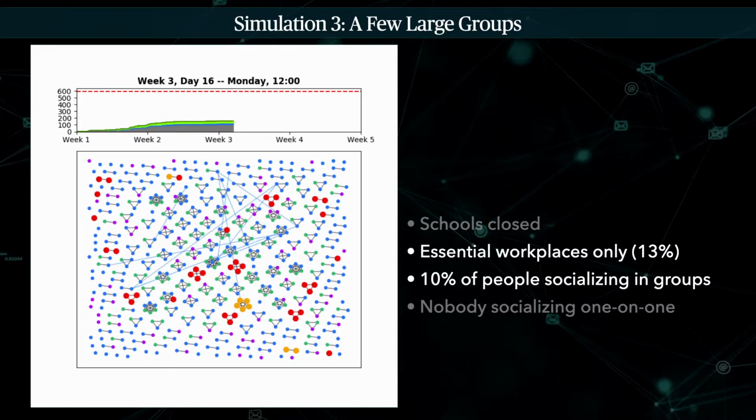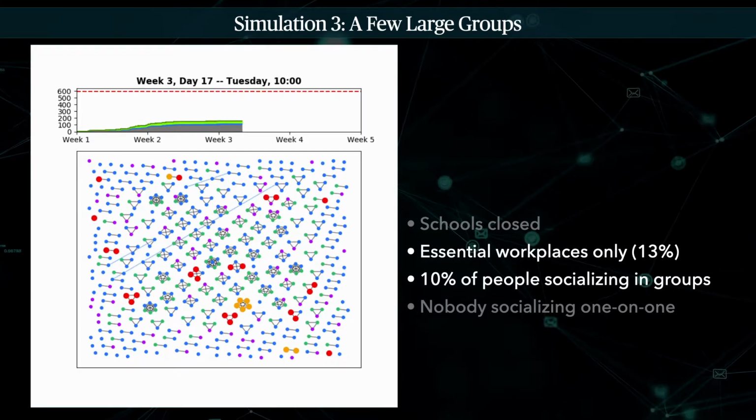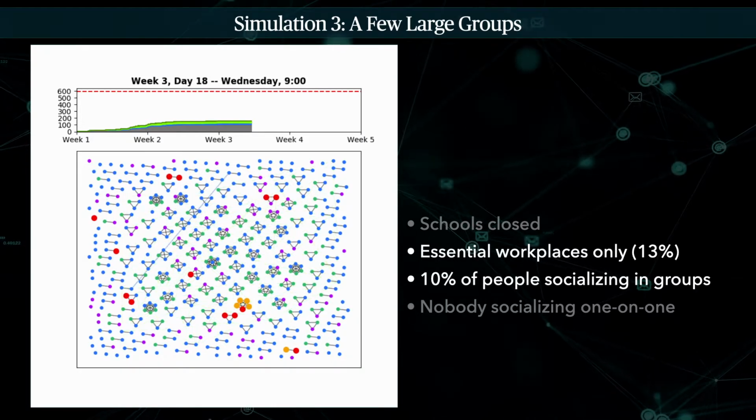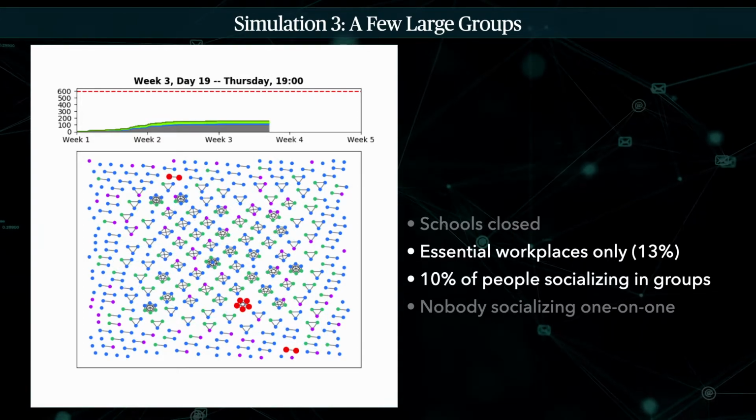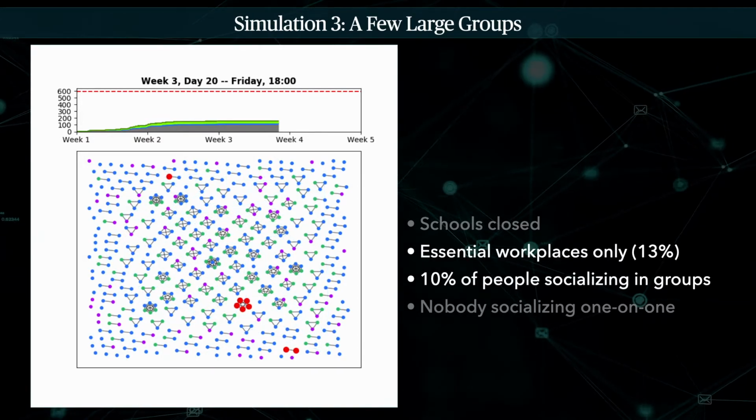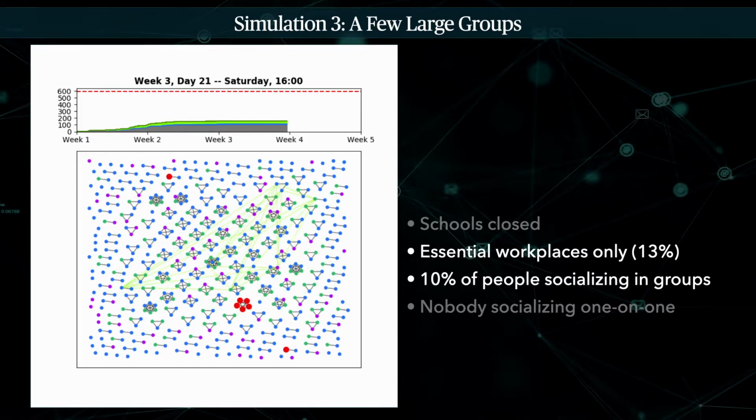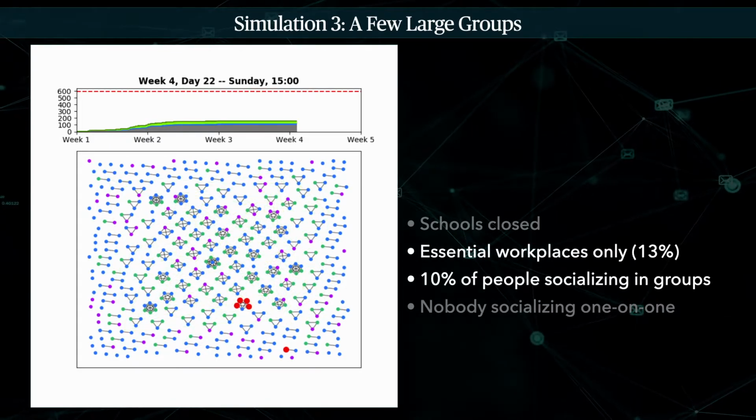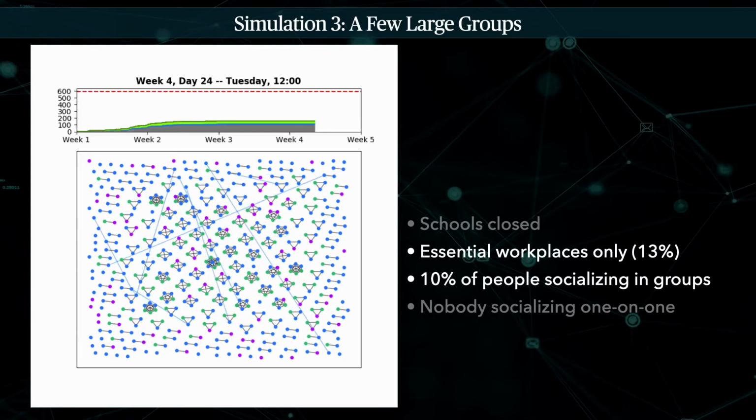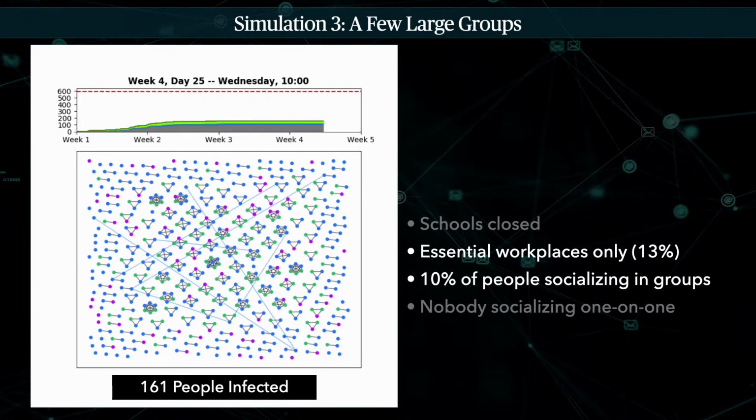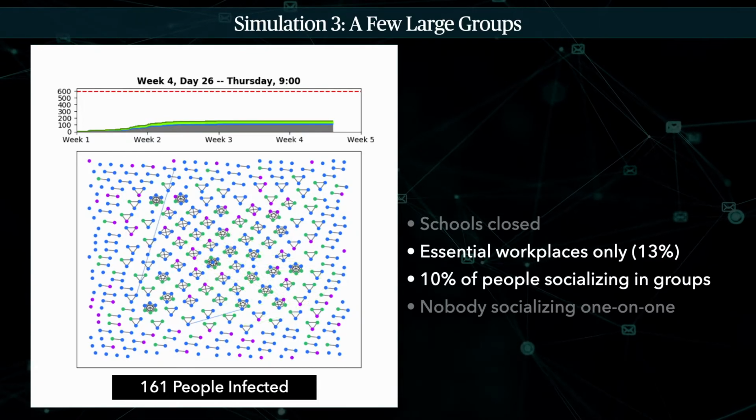However, with only 10% of people participating, we know that the only families who can possibly be affected are those with a family member in an essential business or participating in group gatherings. The rest of the families are still isolated. Therefore, once again, the infection dies out by the 3rd week. Before it does, however, 161 people were affected, about twice as many as last time.